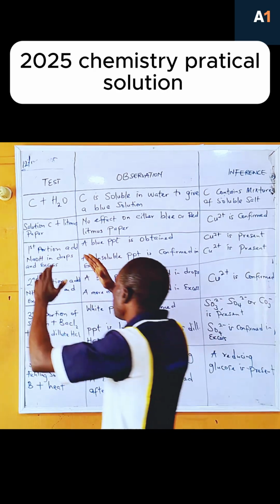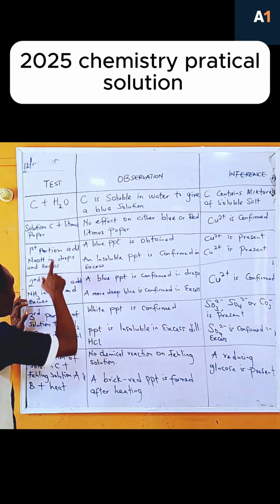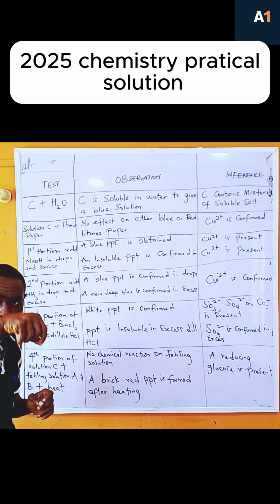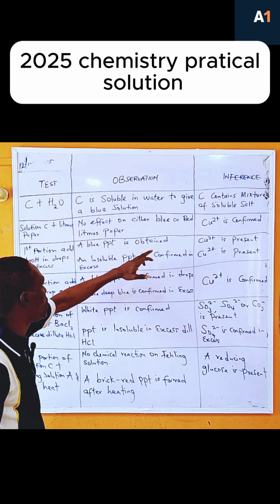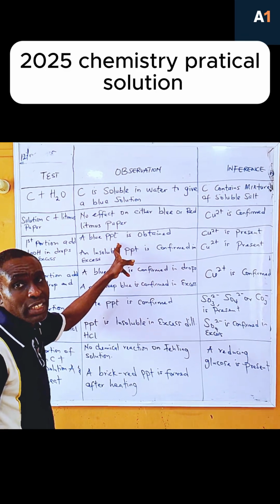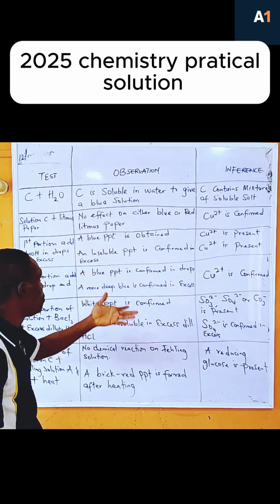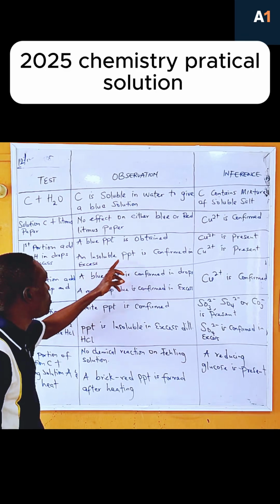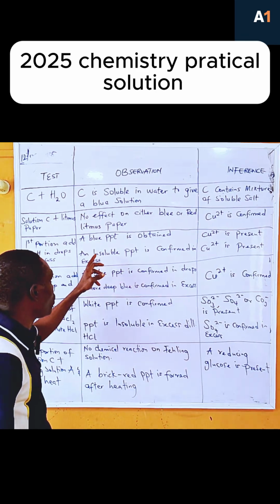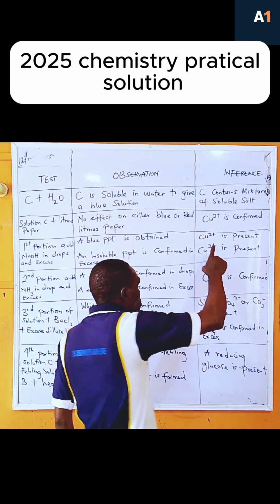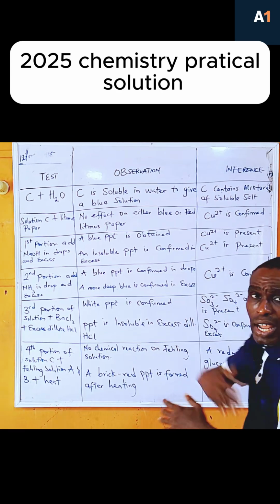Now the first portion, I told you that we have four portions. In the first portion, we are asked to add sodium hydroxide in drops, and then in excess. What we observe is that a blue precipitate is obtained. PPT is the short form of precipitate. Then the precipitate is insoluble in excess, it does not dissolve. So we suspect that copper ion is present.